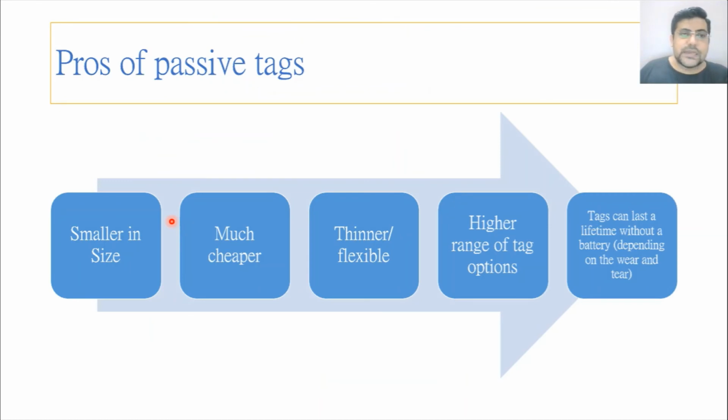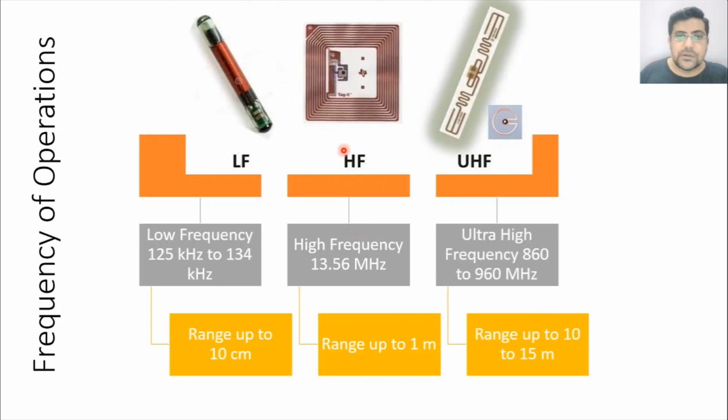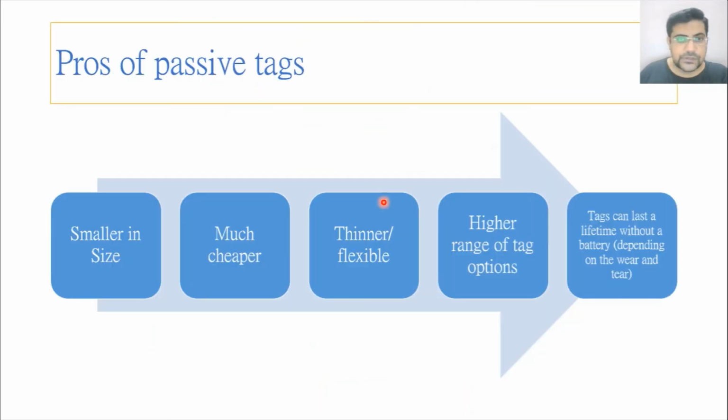Now there are some pros of passive tags. In a library we mostly use passive tags. Most passive tags are available on high frequency, and some are also available on ultra high frequency. They are smaller in size, much cheaper, thinner, flexible, with a higher range of tag options. A tag can last a lifetime without a battery. So the life of the tag is a lifetime without a battery, depending on wear and tear. Of course, you have to understand this.